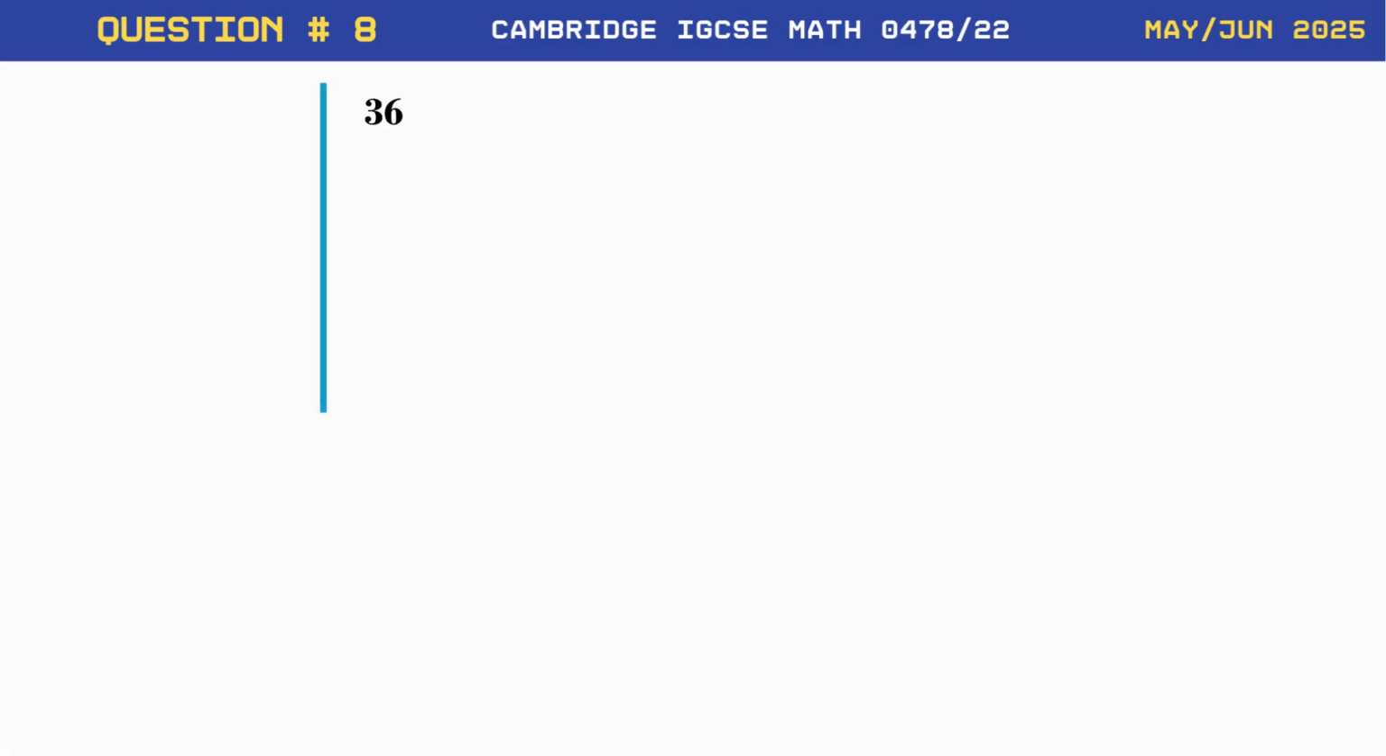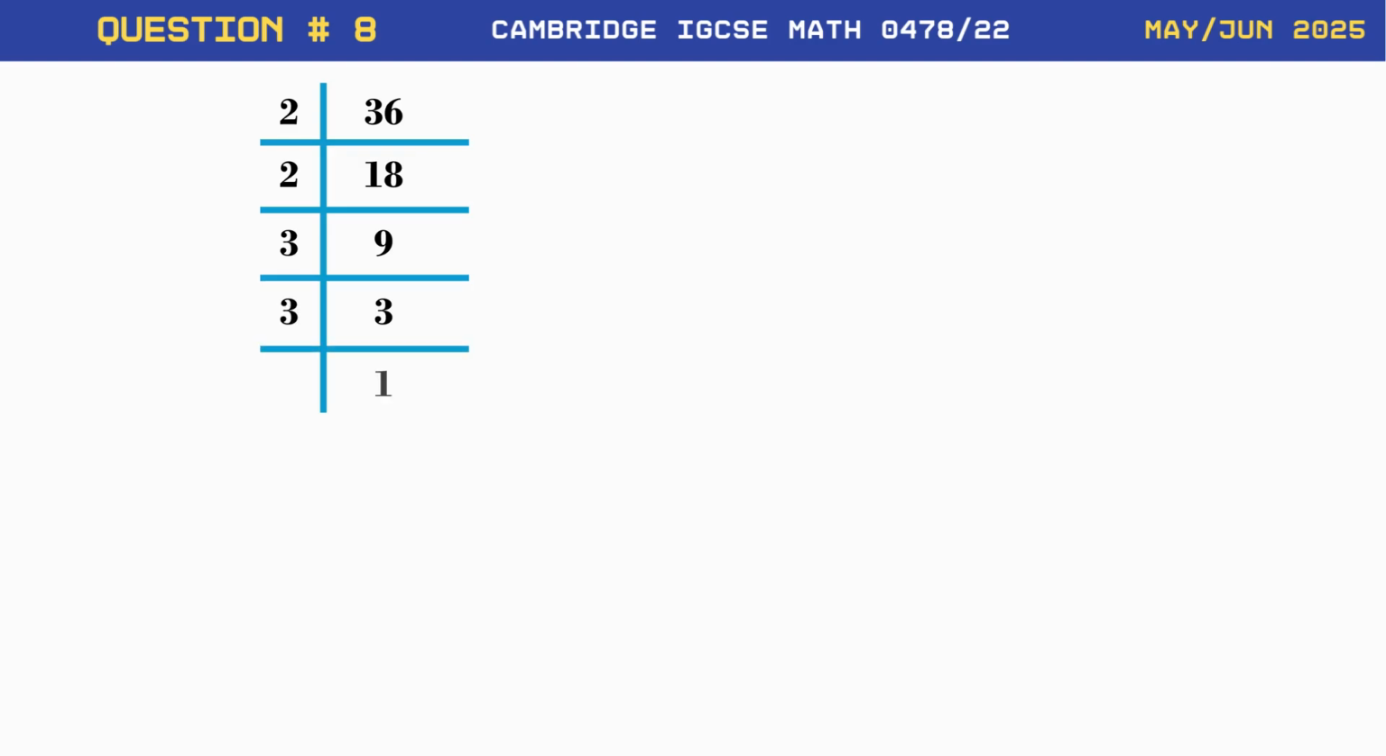We divide 36 by 2, which results in 18, then divide 18 by 2 again, which will result in 9. Now divide 9 by 3 and the result will be 3. Divide 3 by 3, which will result in 1. As 1 cannot be divided further, the prime factors of 36 are 2 multiplied by 2 multiplied by 3 multiplied by 3. Now, let's do the same for 54.